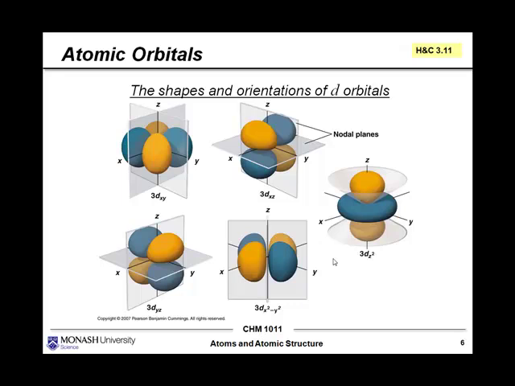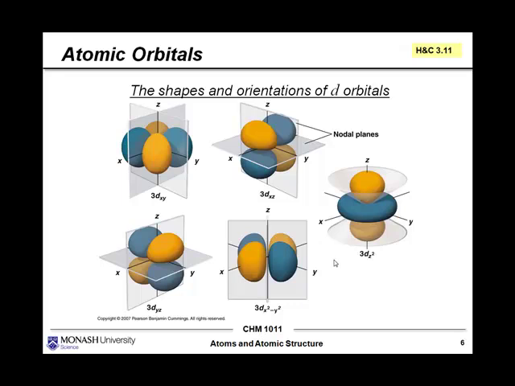The 3d x squared minus y squared orbital is slightly different to the first three in that the x-axis and the y-axis go symmetrically through the lobes. Finally, the 3d z squared orbital has a more odd shape. I think of it as a dumbbell with a donut going around it, and the dumbbell is aligned along the z-axis while the donut is in the xy plane.